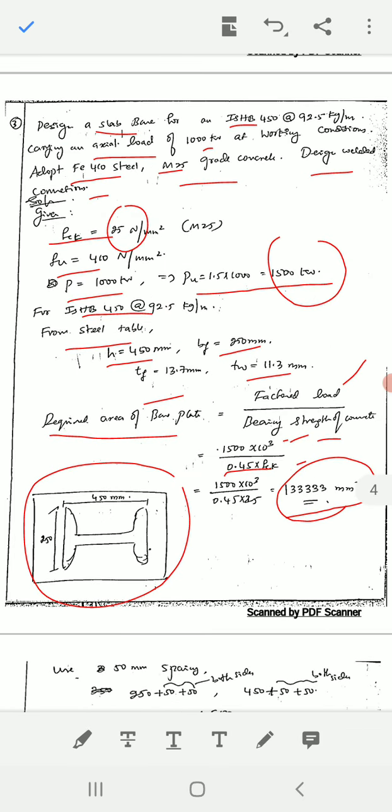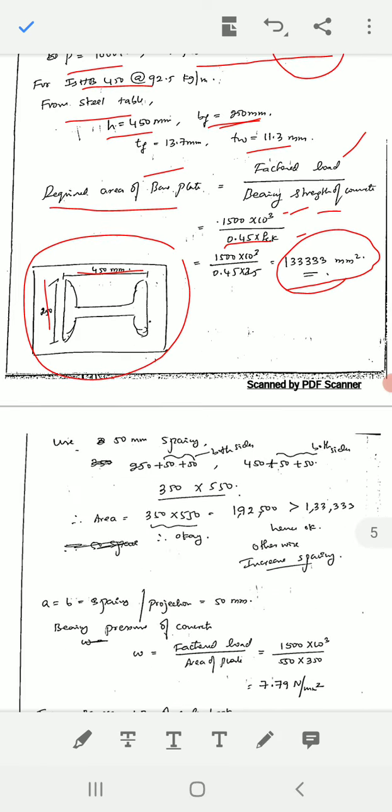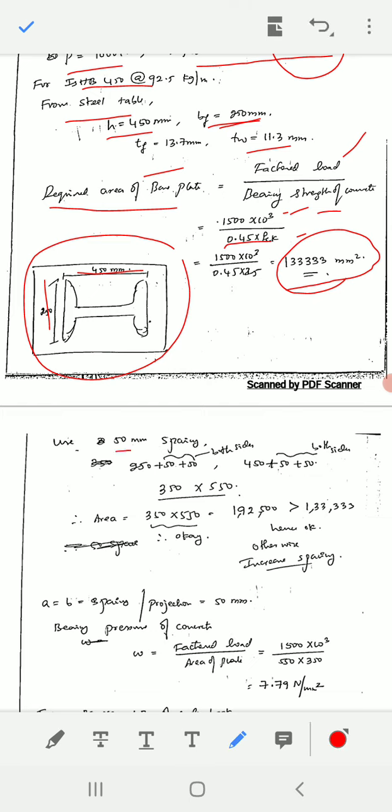ISHB 450: H is 450 and BF is 250, and then you have to make a column outside. What you have to do in this one is first give 50 spacing. What is the spacing here? This is the spacing here, and in the same way in this direction also. This spacing is called projections, or A and B values.